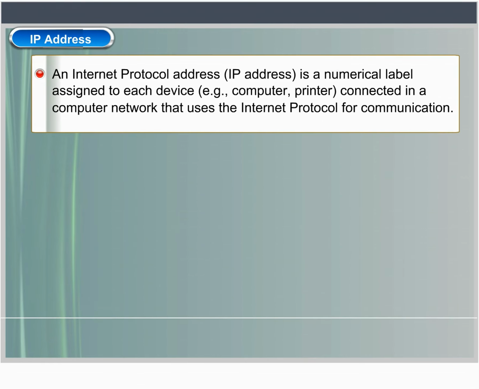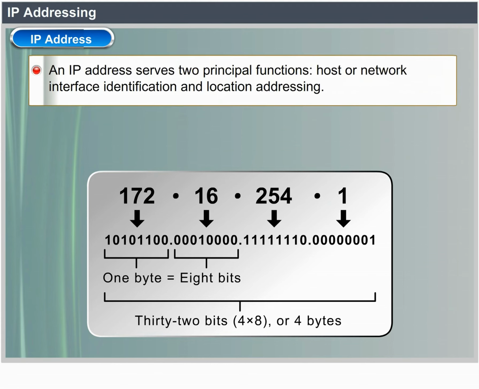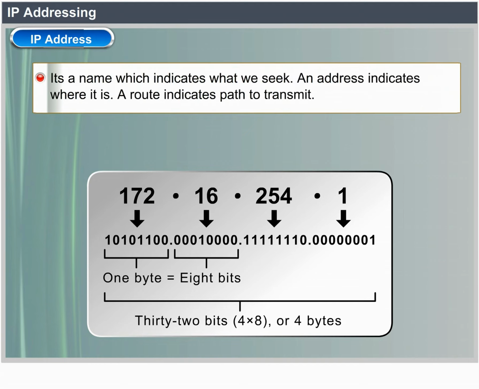An Internet Protocol address, or IP address, is a numerical label assigned to each device (for example, computer, printer) participating in a computer network that uses the Internet Protocol for communication. An IP address serves two principal functions: host or network interface identification and location addressing. A name indicates what we seek. An address indicates where it is. A route indicates the path to transmit.